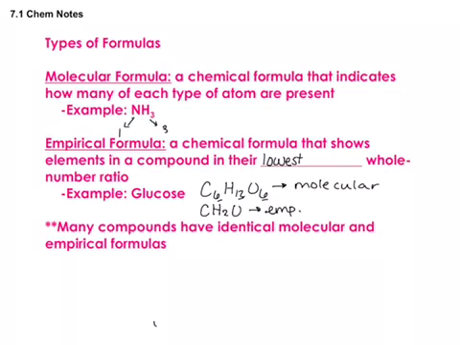So 6 divided by 6 gives us the 1, 12 divided by 6 gives us the 2 here, and then oxygen, 6 divided by 6 gives us the 1. But remember, we don't actually write the ones. And so that is what makes this the empirical formula. So many compounds will have an identical molecular and empirical formula, like our example up here. That is already in its lowest whole number ratio, so that works for both the molecular and empirical formula.